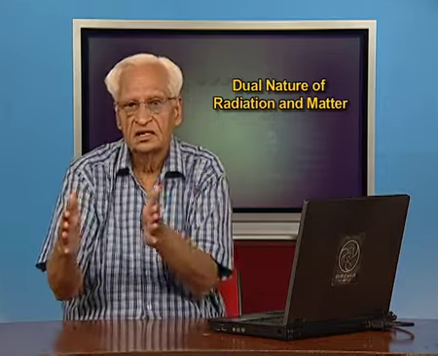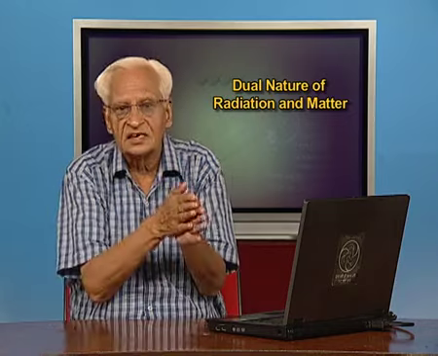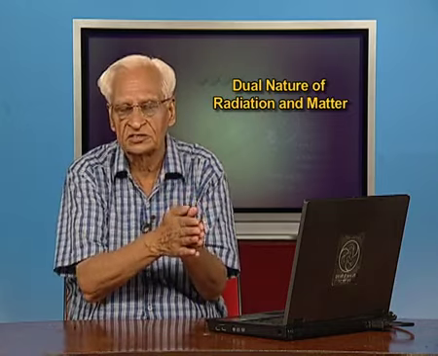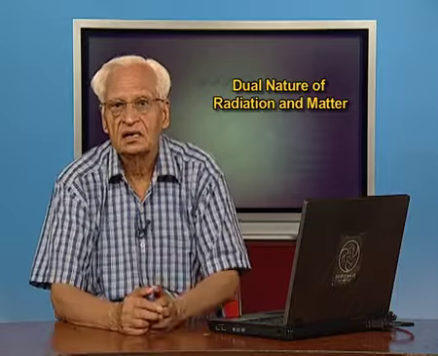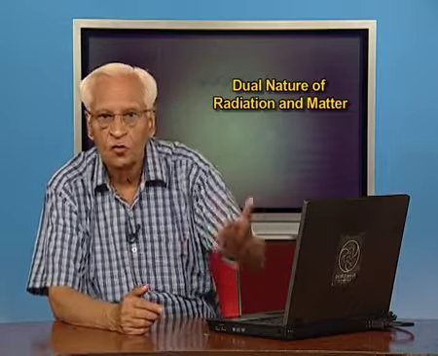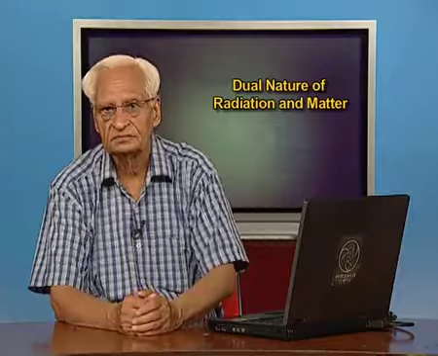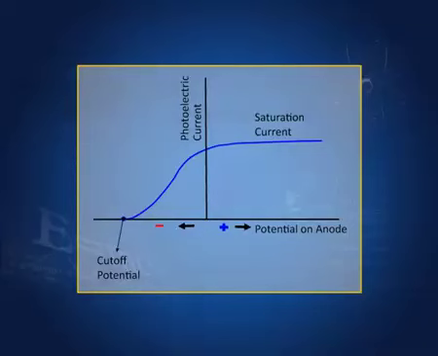But if you reduce the potential further, then these low kinetic energy electrons will not reach the anode. Higher energy photoelectrons will reach the anode. If you keep on doing this, keep on reducing the potential of the anode, then you reach a point, minus V0, where the current stops.